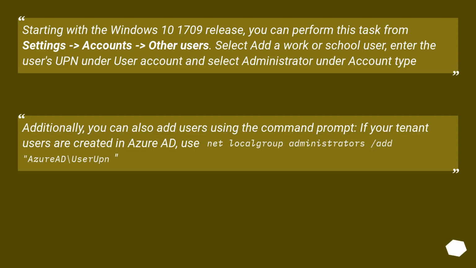Starting with the Windows 10 1709 release, you can perform this task from Settings > Accounts > Other Users. Select Add a Work or School User, enter the user's UPN under User Account, and select Administrator under Account Type. Additionally, you can also add users using the command prompt. If your tenant users are created in Azure AD, use net localgroup administrators /add AzureAD\user UPN.